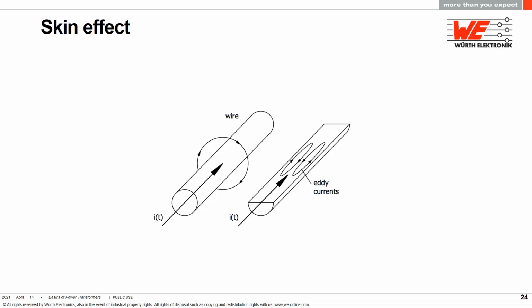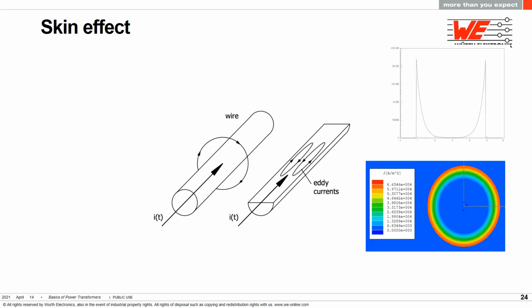In the conductor you can see that on the inside they are facing the current that's creating them, therefore subtracting and resulting in a lower net current in the center. On the outside, they are flowing in the same direction, adding, resulting in higher current. This results in a distributed current density within the conductor.